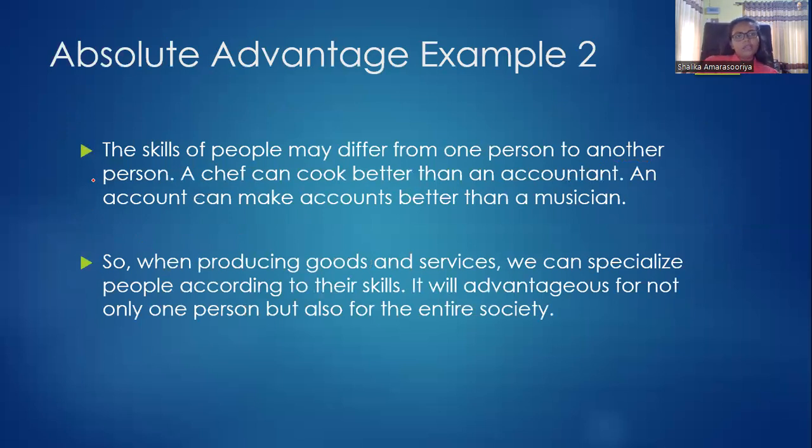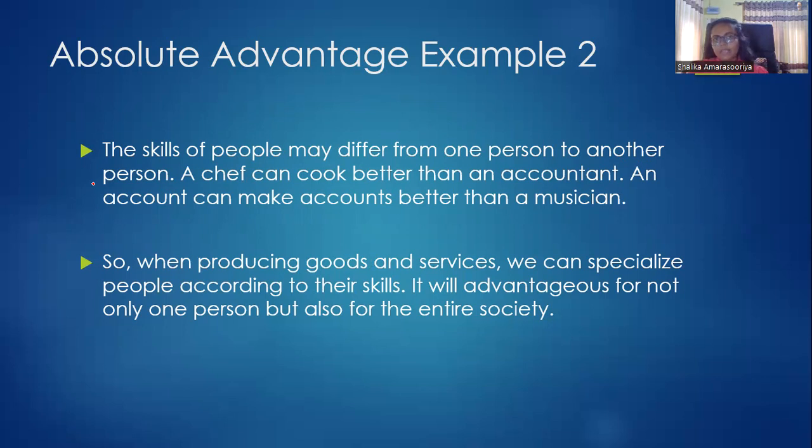Next, we will consider a second absolute advantage example. Okay, we will consider a real life example. Assume that you are an accountant. You are a professional accountant. You are a very good accountant. But you can cook also. You can cook food, but you are not professional at it. You can cook, but you are not very good at it. So you decide to work as an accountant full time and buy food from a restaurant.